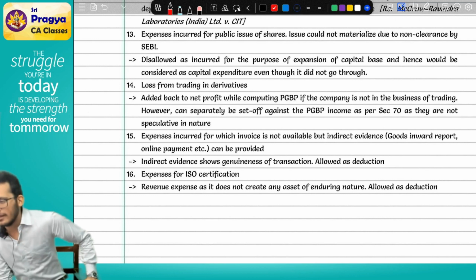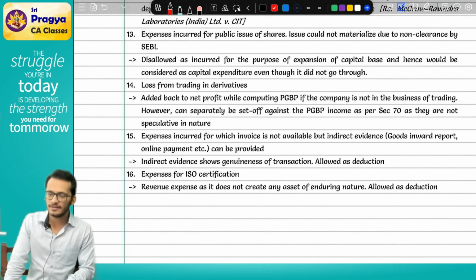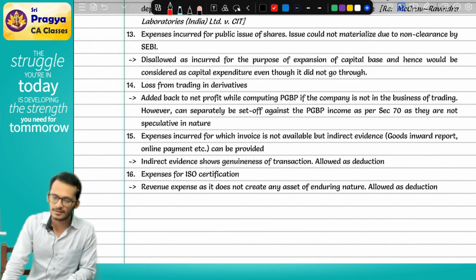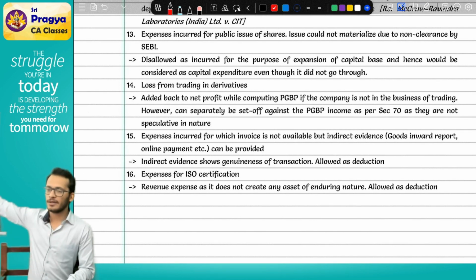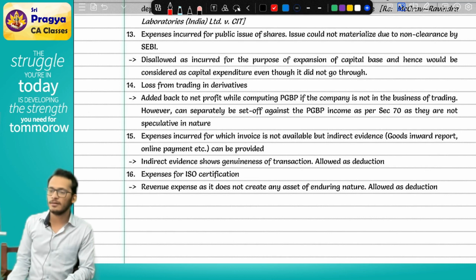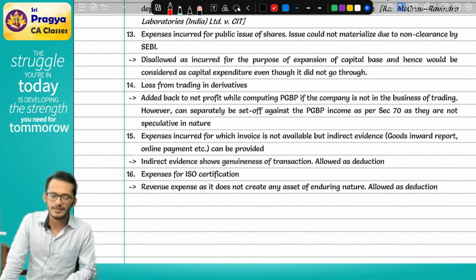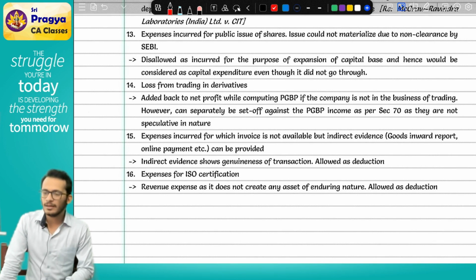Understand, an invoice may be a valid document, but it is not the definitive basis. Just because you don't have an invoice doesn't mean everything gets disallowed. Are you able to prove that you bought it? Yes, because you have a goods inward report. Are you able to prove that you paid the money? Yes, because you have an online payment. Is the transaction genuine or non-genuine? The transaction is genuine, which means allowed. That's all.